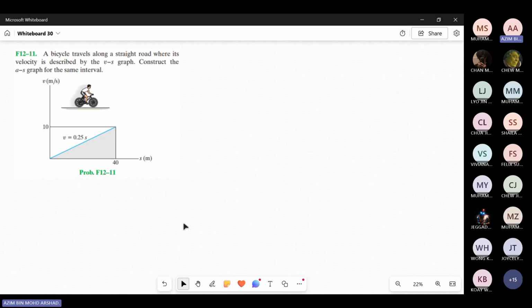Okay, let us try this question. So again, the bicycle travels along a straight road. This is a very important information, a straight road. It indicates that this is a rectilinear motion problem, a problem where a particle moves along a straight line. So the best way is to sketch a particle and draw a straight line. It gives you some indicator what it looks like.